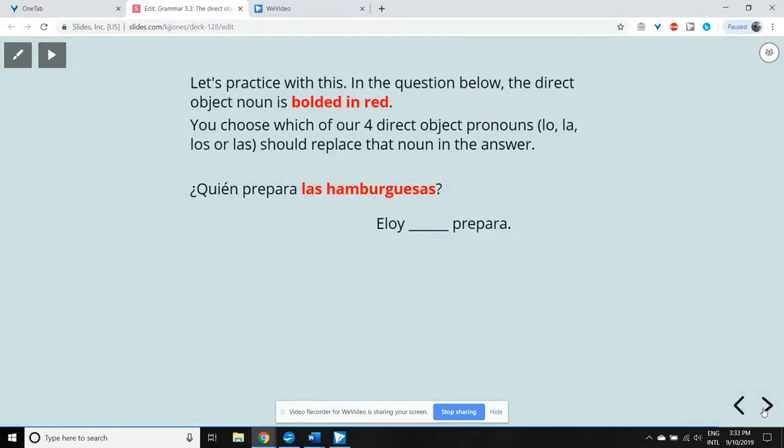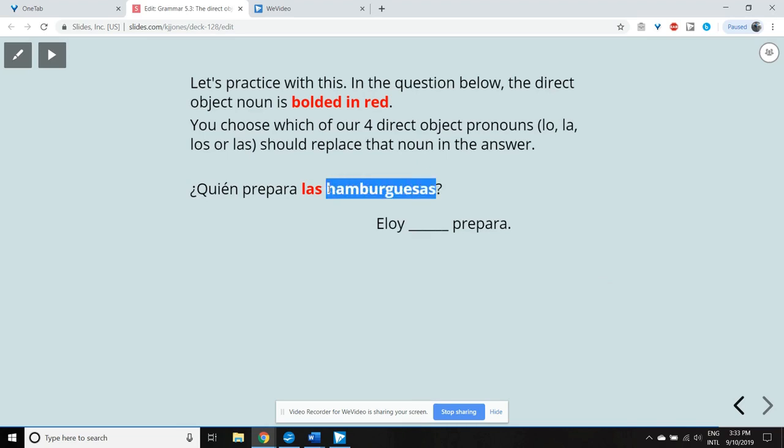Let's try another one. Again, in our sentence, we've got our direct object noun phrase bolded in red, and you're going to choose which of our 4 direct object pronouns, either lo or la or los or las, can and should replace this direct object in the answer, okay? So here's our question. ¿Quién prepara las hamburguesas? And the answer is going to be Eloy, and then we're going to put our direct object pronoun, and here's our conjugated verb, prepara.